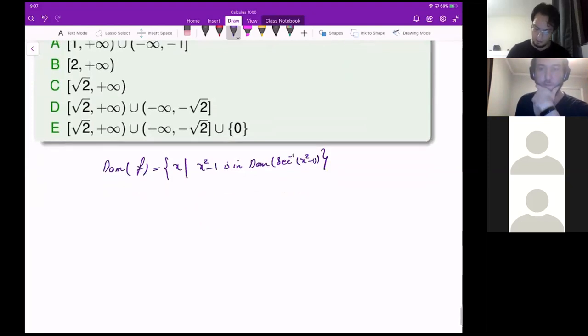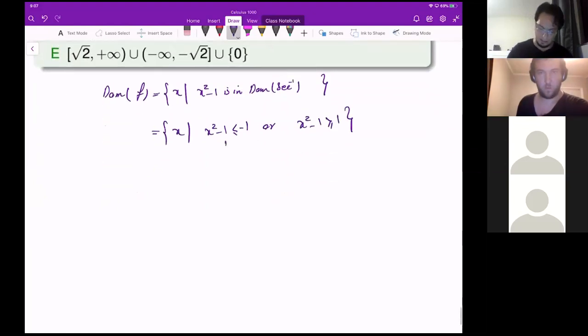But okay, sorry, domain of secant squared itself. The domain of secant squared is everything where the argument is less than -1, so x squared minus 1 is less than -1, or x squared minus 1 is bigger than or equal to 1. So let's solve this one. This will give me x squared less than or equal to 0. Well, x squared is always either positive or 0. It cannot be negative. So this implies that x squared is 0, so there will be only one point here, 0.